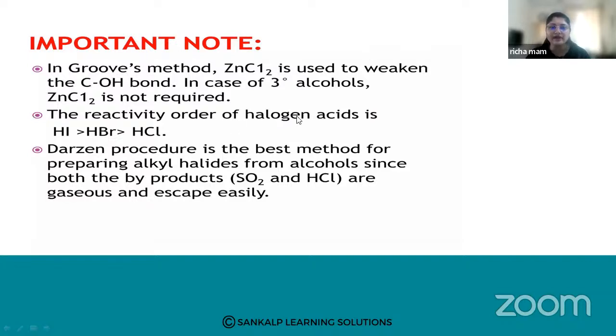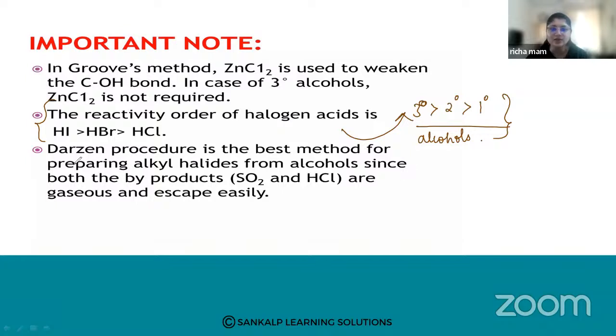Please read it. Regarding the reactivity of halogen acids, the order of reactivity is HI is more reactive than HBr and then HCl. And the reactivity of alcohols is that tertiary is more reactive than secondary alcohol and then primary alcohol. Please remember this reactivity order of alcohols in Grove's process: tertiary, then secondary, and then primary.